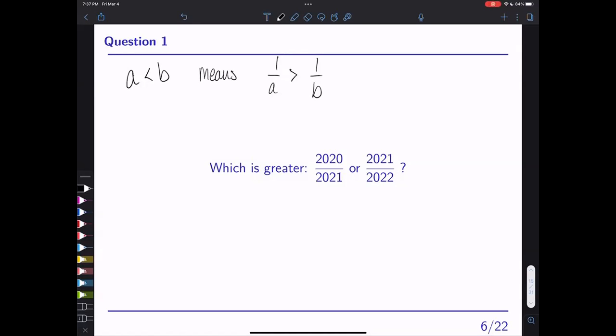Let's see. Who else? I see Armand got it right. Armand, do you want to give an explanation? Maybe write out some algebra or just say it out loud?